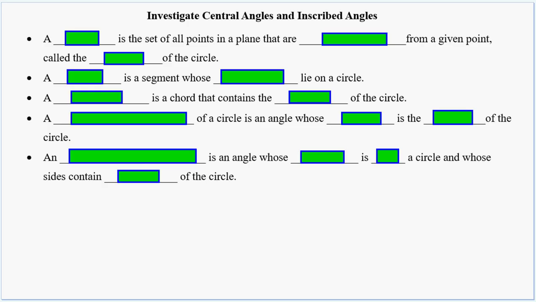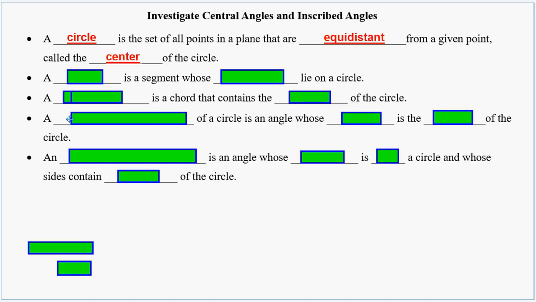Here is some fill in the blank. I'm going to go through these kind of quick. You can always pause the video to catch up. Investigate central angles and inscribed angles. A circle is a set of all points in a plane that are equidistant from a given point called the center.